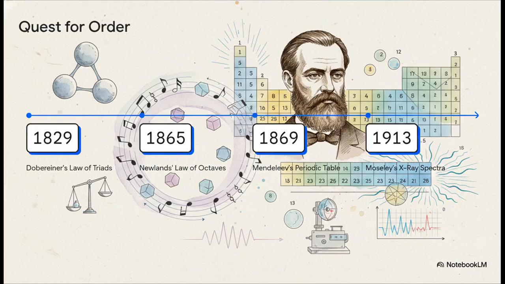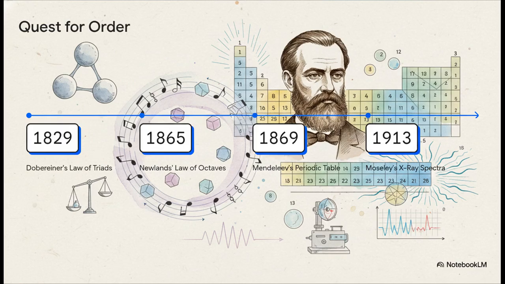It kicked off in 1829 with Johann Dobereiner and his law of triads. He noticed groups of 3 elements had similar properties, right? And the middle one acted like a perfect average of the other 2. Then, in 1865, John Newlands proposed the law of octaves. He realized properties repeated every 8th element, literally like musical notes. But, well, Newlands' logic kind of fell apart after calcium.